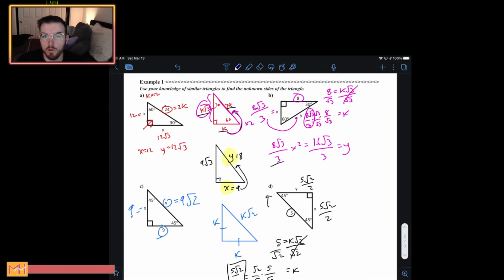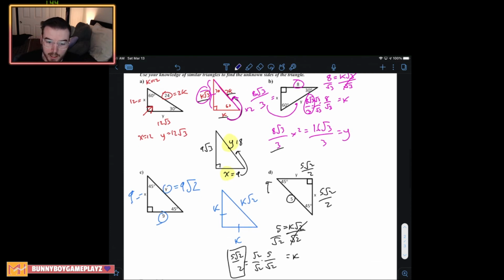You can also Google 30, 60, 90 triangles and 45, 45, 90 triangles, and you will see potentially a gajillion examples.